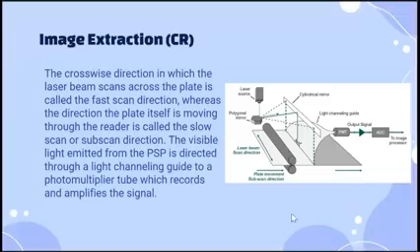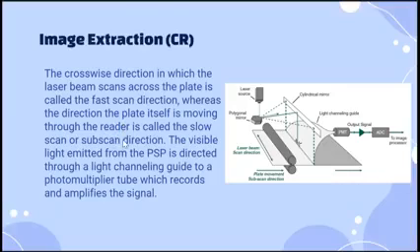The crosswise direction in which the laser beam scans across the plate is called the fast scan direction. So as this moves from side to side, crosswise, from this area here. Whereas the direction of the plate itself moving through the reader is called the slow scan or sub-scan direction. So it is opposite from each other. The laser moves from side to side, and the sub-scan direction, or the direction of the plate, is from up to down.